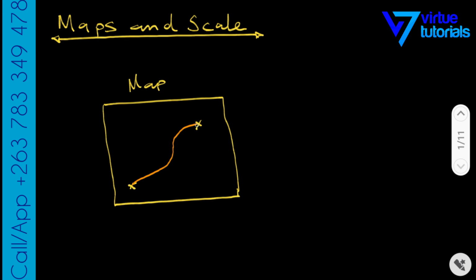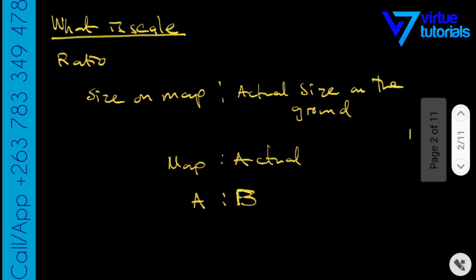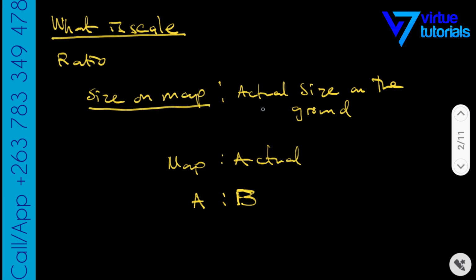In other words, there is an actual ratio of lengths between what is on the map and what is in real life. So if there's a road on the map, it accurately represents a road in real life. Whatever's on the map represents something in real life. And so the scale is a ratio of the size of that thing on the map to the size of that thing on the actual ground, right?